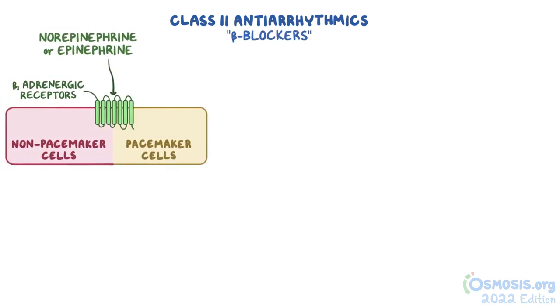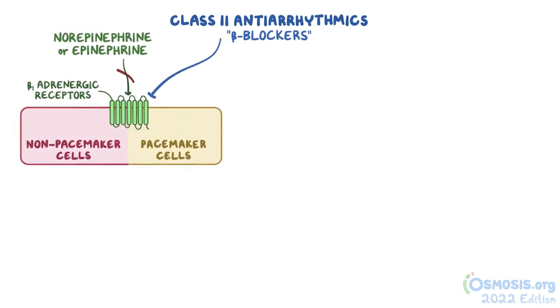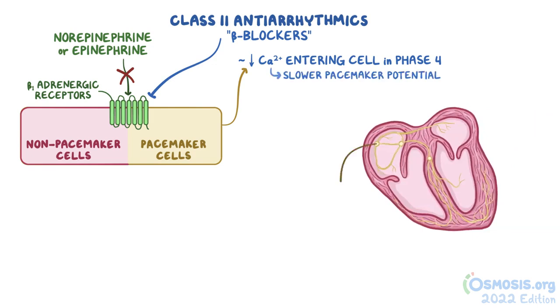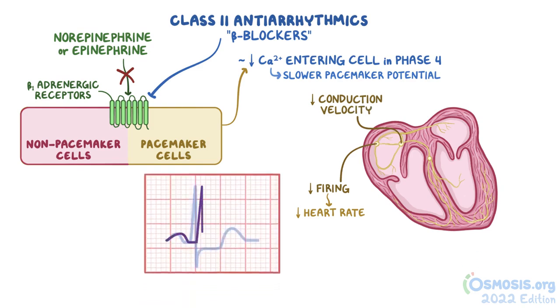Alright, as a quick recap, class 2 antiarrhythmics, also known as beta blockers, bind beta adrenergic receptors, thereby preventing norepinephrine and epinephrine from binding them. In pacemaker cells, they indirectly decrease the amount of calcium entering the cell at the end of phase 4, causing a slower pacemaker potential. This way, they reduce firing of the SA node and decrease the heart rate, while at the same time, they decrease conduction velocity through the AV node. On the ECG, this shows up as a longer PR interval.